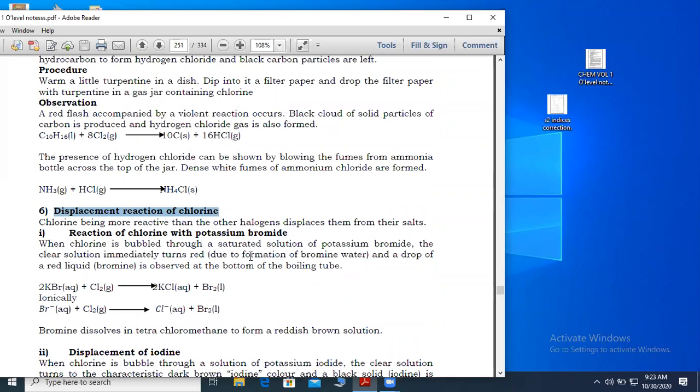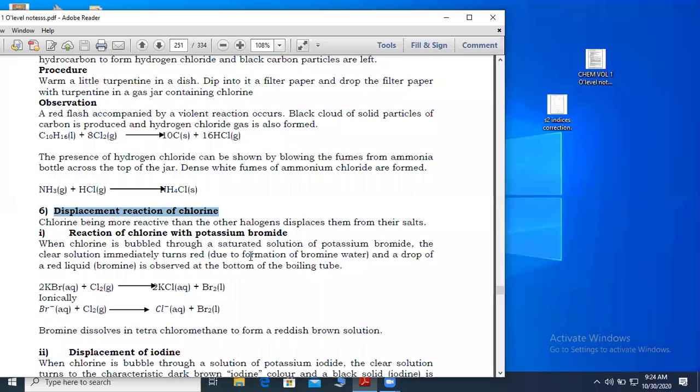Displacement reaction of chlorine. Now, if you remember, we said that as you move down the group, reactivity decreases. What is the first element in group 7? The first element is that one whose atomic number is 9. So the electronic configuration is 2, 7, and that element is fluorine. That means fluorine is the most reactive element in group 7.